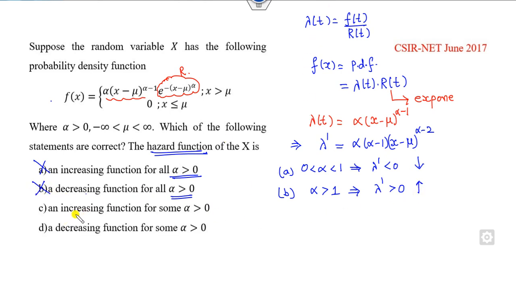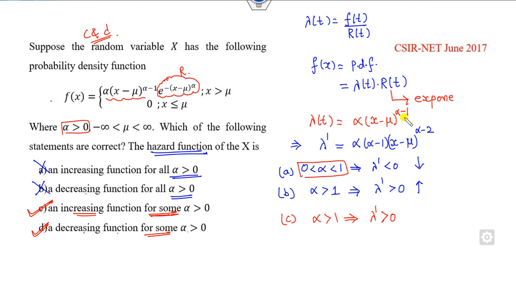Look at the third option, an increasing function for some alpha. That's true. If I take alpha greater than 1, then it is always greater than 0. So it's for some, because alpha greater than 0 is already given. So this is the right answer. A decreasing function for some alpha. That's true. If you consider alpha between 0 and 1, it's a decreasing function. So the right answers are C and D. You can see how many seconds you needed to complete this one.